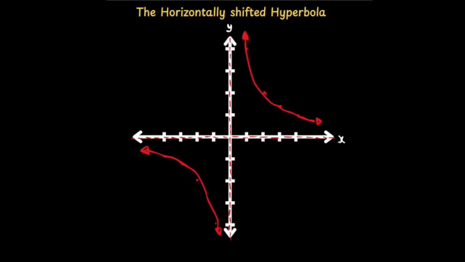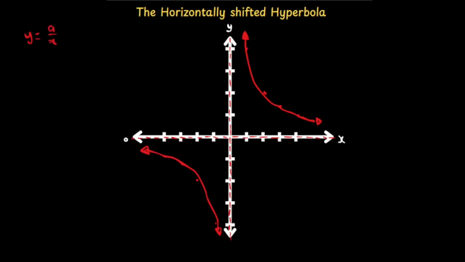In this video, we'll be looking at the horizontally shifted hyperbola. On your screen right now, you can see that I have sketched a hyperbola on a Cartesian plane. This hyperbola, I'm going to give the equation y is equal to a over x.